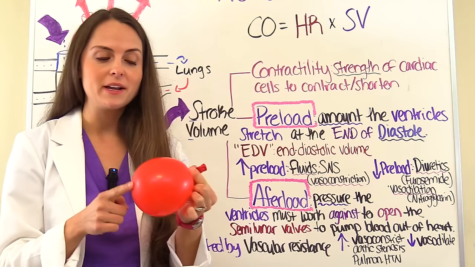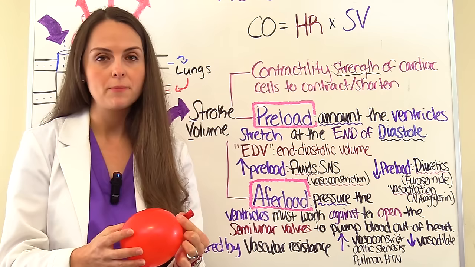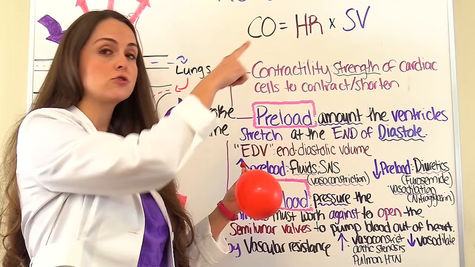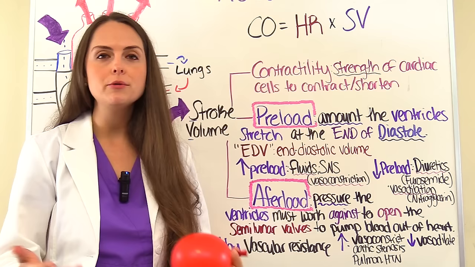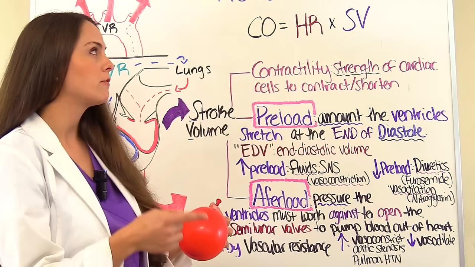Now let's talk about how we can increase preload and how we can decrease preload. Because if we increase preload, we can play a role in increasing stroke volume, and this will help increase cardiac output. In some cases, you might want to do that, like with hypovolemic shock. Your patient doesn't have a lot of fluid in the body, so we want to increase that preload to increase stroke volume to increase cardiac output.